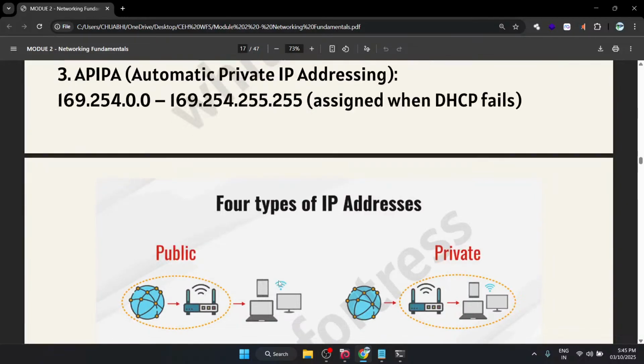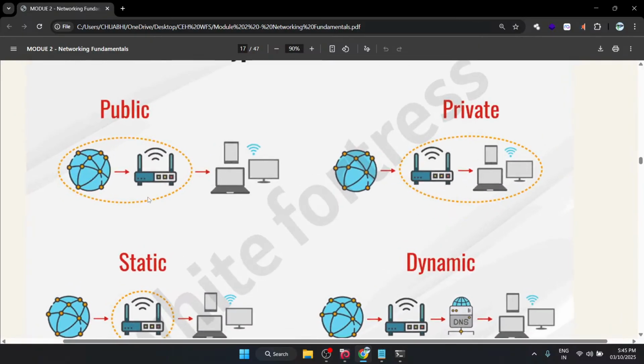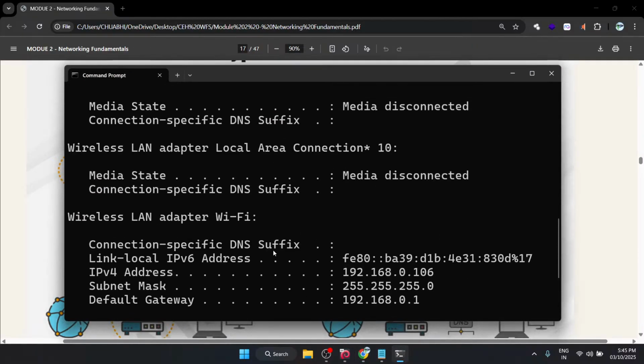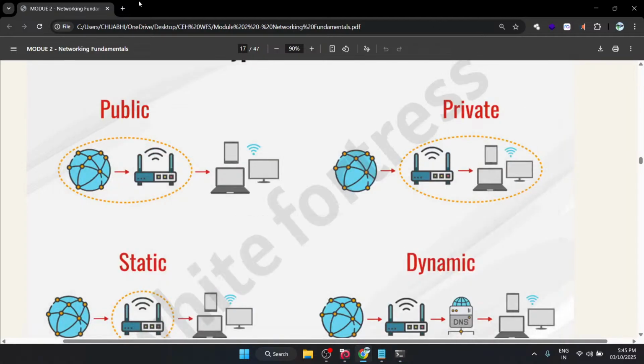Now let's talk about the types of IP addresses. There are 4 types of IP addresses: public, private, static, and dynamic IP. Public IP is basically what connects you with the internet. When I run ifconfig, this is my private IP. This IP is assigned by the router to me. This is free of cost, but what we are paying for is our public IP that helps in connecting us to the internet.